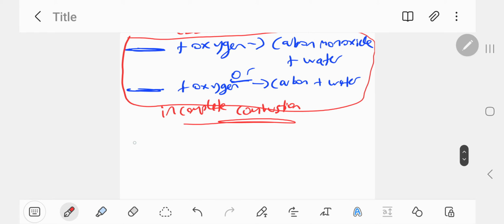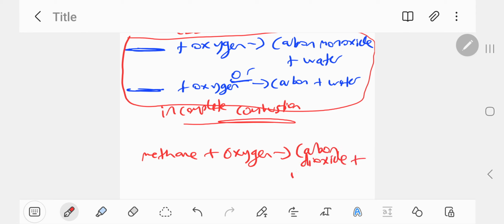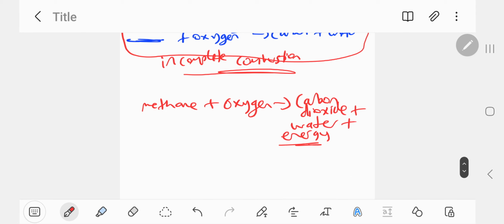An example of complete combustion is methane, so natural gas. Methane is a natural gas. If you have a gas stove at home, this is what's happening. When you flick the switch, you're igniting a spark, and that spark lights up the methane gas. That burns, producing carbon dioxide, water, and I should also mention energy. You get energy from that. That's how you can cook your food.